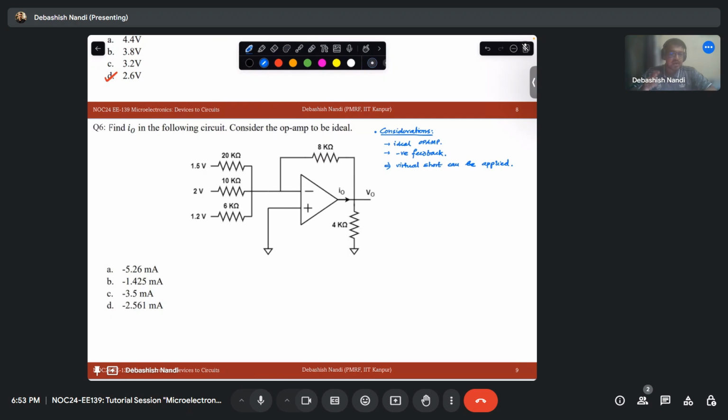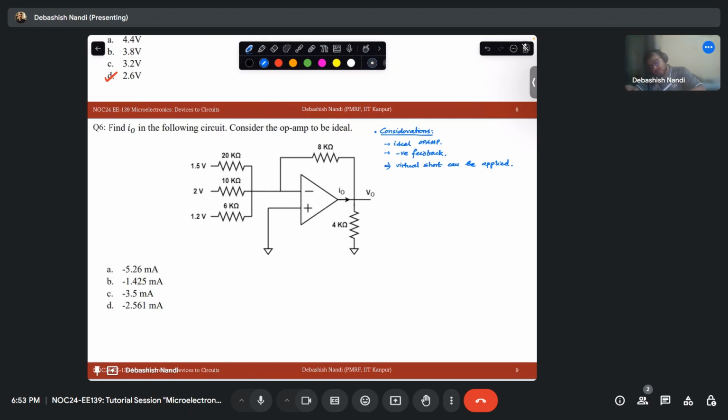For example, if your device is in positive feedback, just like in a Schmitt trigger, there will be oscillations. You cannot apply the virtual short condition blindly. Also, negative feedback does not always mean that your feedback is connected to the inverting terminal. I also explained in my last session that even if your feedback is connected to the inverting terminal, the device can be in positive feedback. So be very cautious, and always do a sanity check.